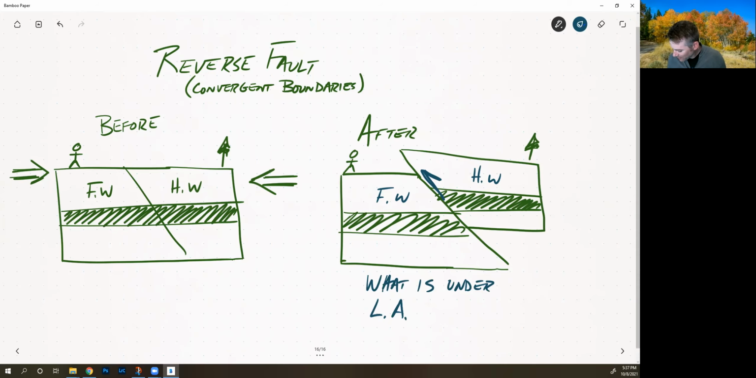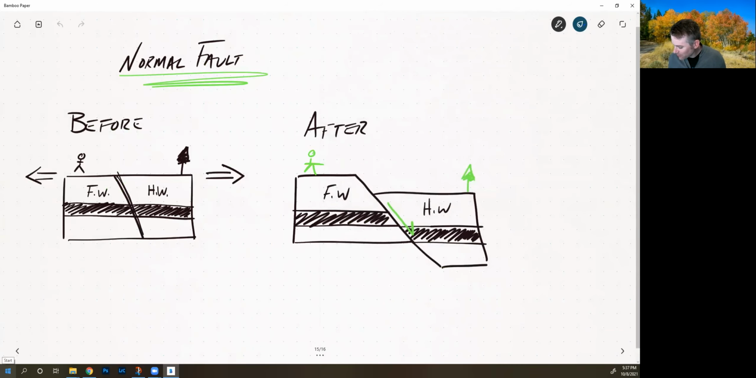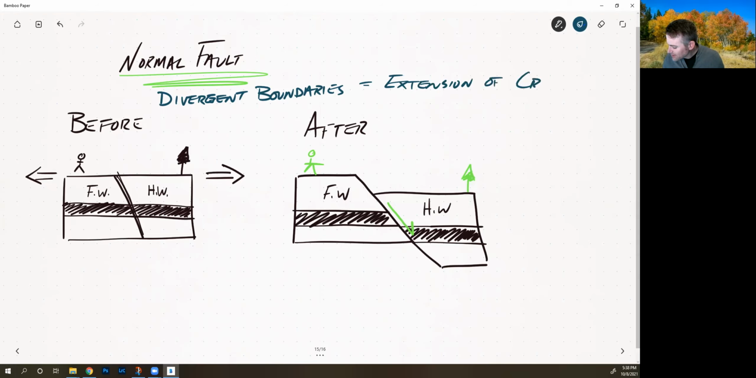And I should make mention for the normal faults, these usually happen at divergent boundaries. And because those happen at divergent boundaries, or places that are pulling apart, it leads to extension of the Earth. So literally the extension of the Earth's crust: point A to point B gets farther apart from where it started.